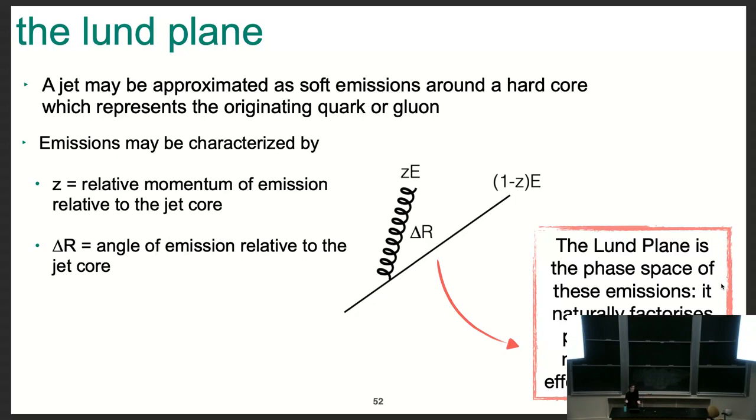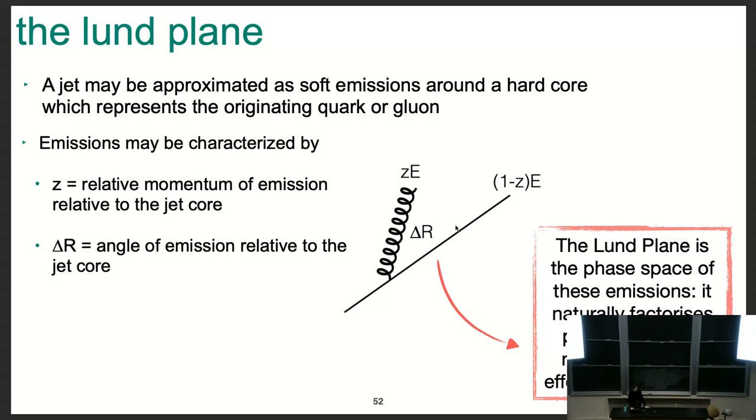The hard core represents the original quark or gluon. This might sound familiar from some of the pictures I've been showing on the previous slides, or I hope it does at least. You can characterize these emissions based on two parameters: the relative momentum of the emission with respect to the core, or z, so is this a hard or a soft emission, and the angle between the emission and the core of the jet.